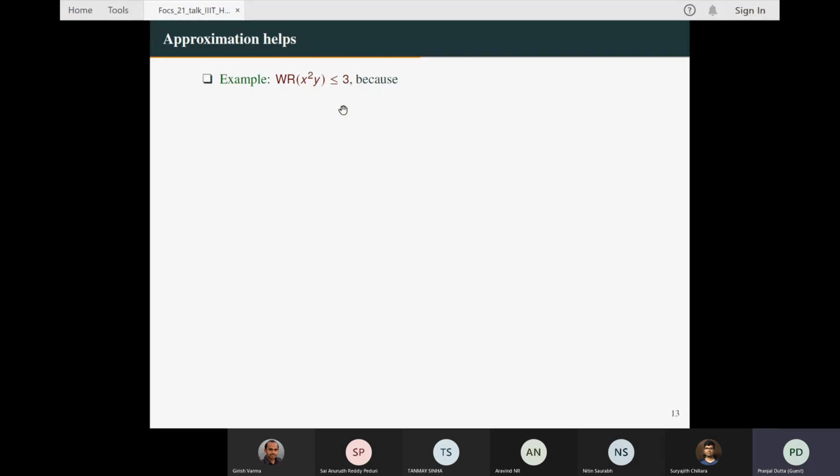To do that, let's go to this example, x square y. I claim that the Waring rank of x square y is 3. Why? Because there are these 3 cubes: 1 by 6 times (x plus y) cube, 1 by 6 times (x minus y) cube, and minus 1 by 3 y cube. You can take the cube root of 6 inside, that's fine, because let's say we are working over the complex numbers. This is an expression you can just verify. That means x square y can be written as a sum of 3 cubes, so the Waring rank of x square y is less than or equal to 3. In fact, you can show that it is exactly 3. There is no way you can write this as the sum of 2 cubes.